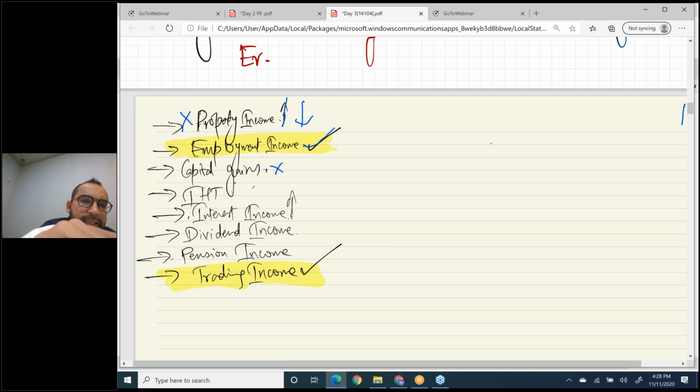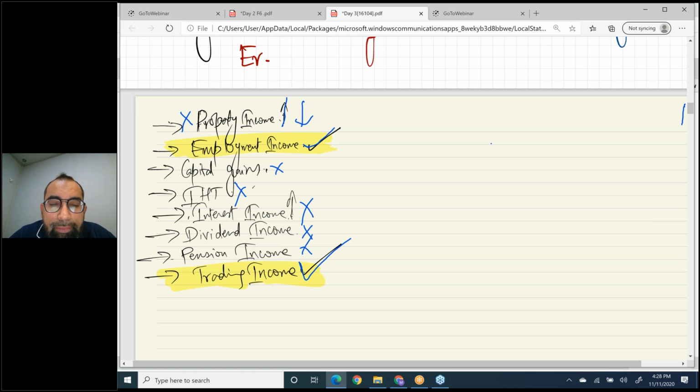On IHT, there is no NIC. On interest income, there is no NIC. It goes up or down, don't worry about it. On dividend income, there is no NIC. On pension income, there is no NIC. Don't worry about it. But yes, on trading income, you have NIC. On trading income, class 2 and class 4 NIC.